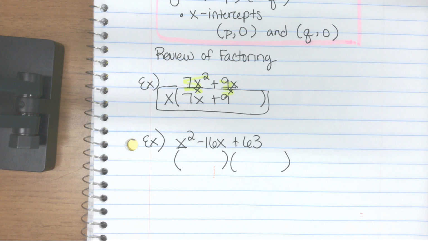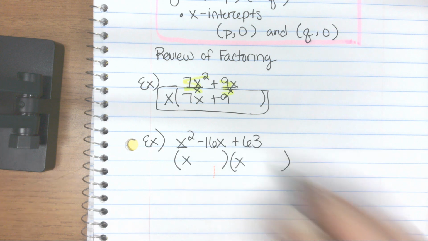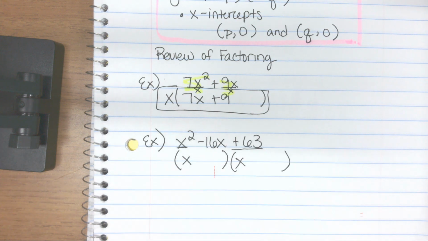I think we can figure out the firsts. What times what gives you an x squared? An x and an x. I think you can find out the lasts, but the kicker is, can you figure out which lasts work with the middle term? Give me an example of something that multiplies to be 63. 7 and 9, right? There's other things. You could do 3 and 21 if you wanted to. So 7 and 9, you want to do plus 7 plus 9?